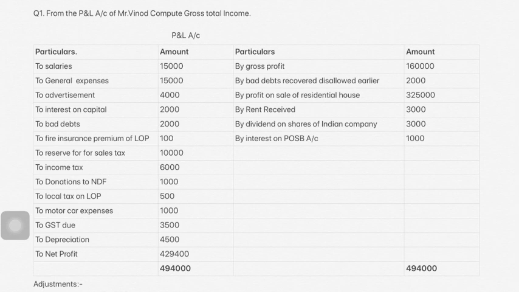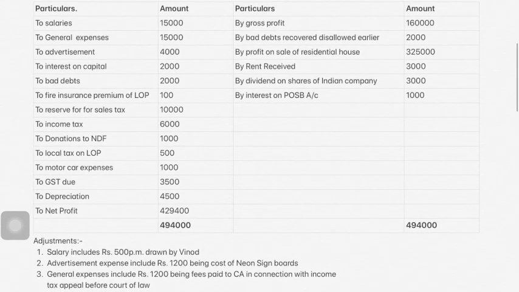Then by interest on POSB account. Interest on POSB account 1,000. Okay. So up to 3,500 it is exempt. So interest on POSB account 1,000. What you will do? You will subtract it from the net profit because you are not supposed to pay tax on this 1,000. Right? Now let's see the expense side.